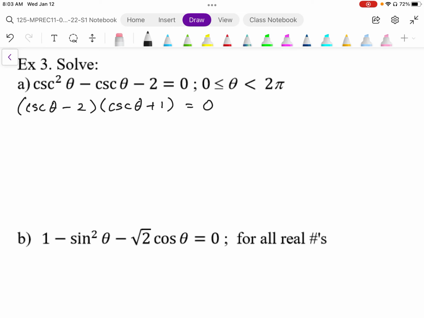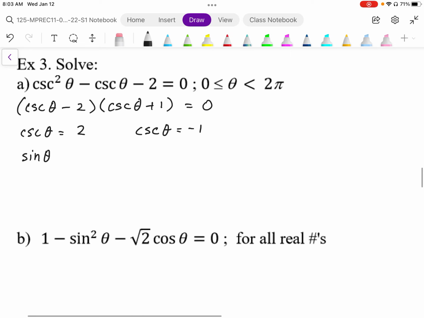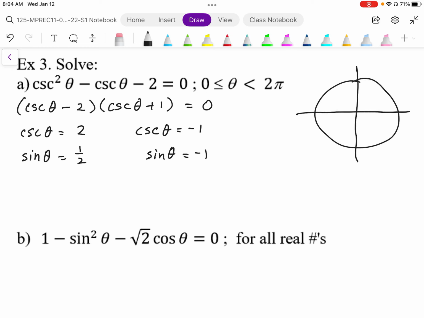That's equal to 0, so I can solve those independently. So I can solve this equation by saying that cosecant theta is equal to 2. Here, cosecant theta is equal to negative 1. Now, I don't know my cosecants that well, so I'm going to convert this to sine. So sine theta is equal to 1/2. Cosecant, when I flip that around, still stays negative 1. Now I can solve this. Because these are special angle ratios, I can just solve this without a calculator. So sine theta equals positive 1/2 is going to end up here at 30 degrees and at 150 degrees. So theta is equal to pi over 6 and 5 pi over 6. Those are those two positions.